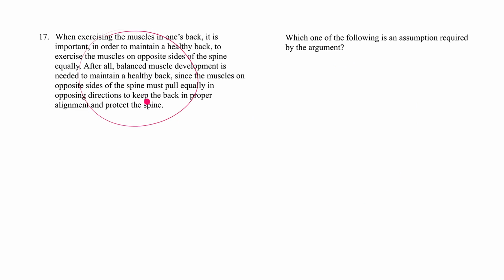You'll feel it, I'm sure, as you read this. Let's just take a look. When exercising the muscles in one's back, it's important in order to maintain a healthy back to exercise the muscles on opposite sides of the spine equally. After all, balanced muscle development is needed to maintain a healthy back, since the muscles on the opposite sides of the spine must pull equally in opposing directions to keep the back in proper alignment and protect the spine.